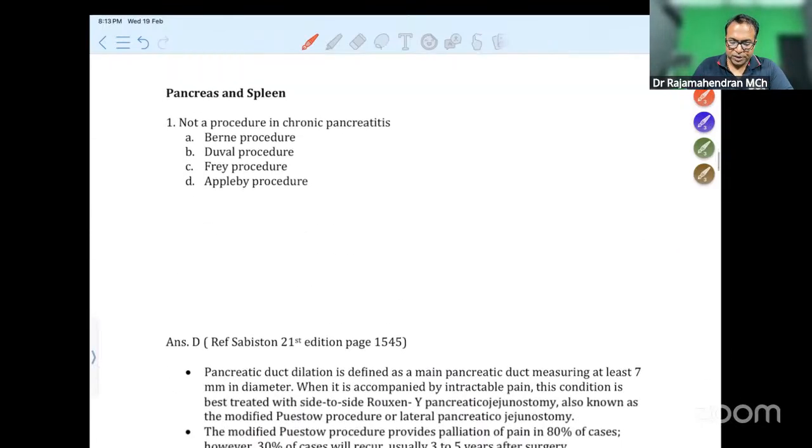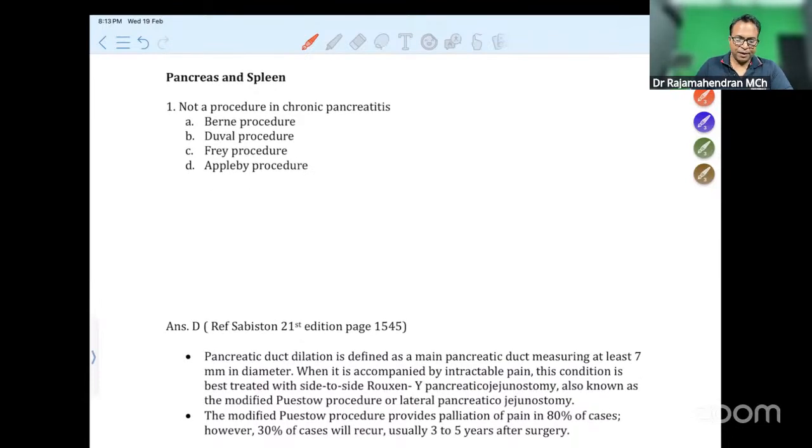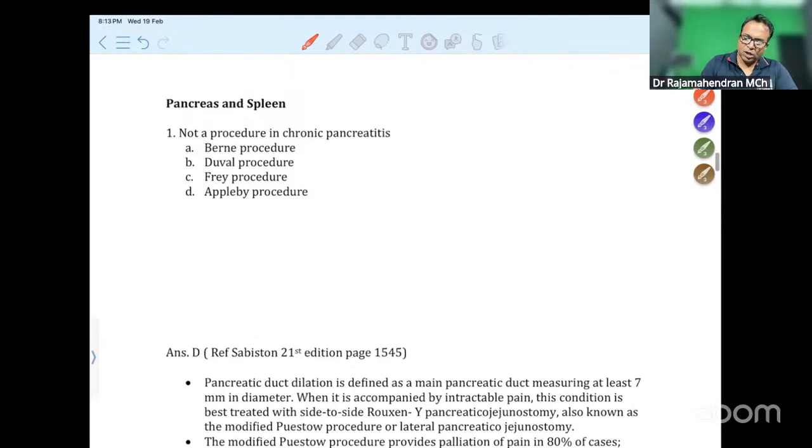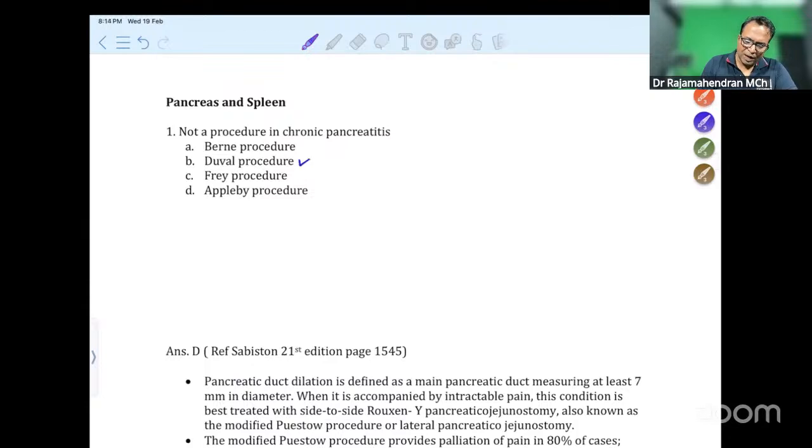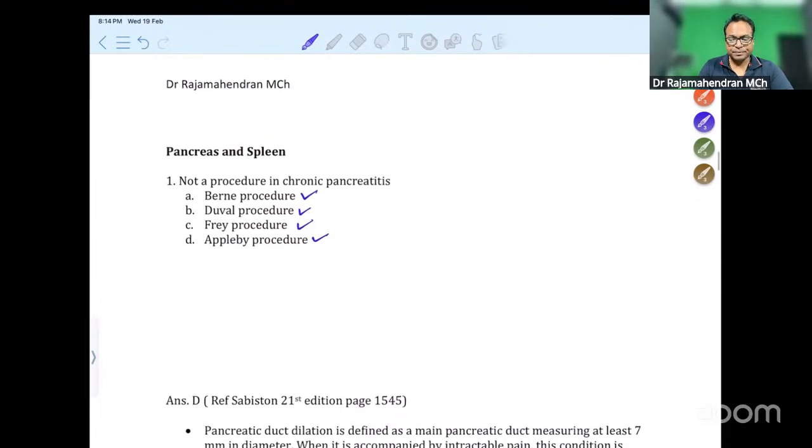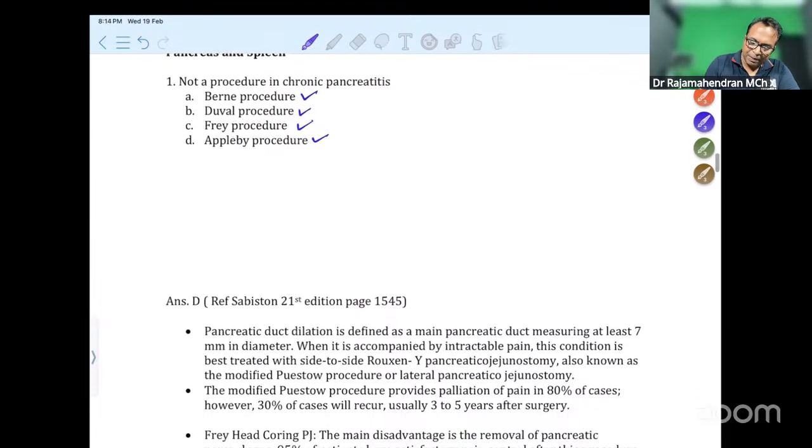Now let us discuss the questions from pancreas and spleen. Not a procedure for chronic pancreatitis. From these questions, you can understand there are no questions based on facts, one-liners or values. They ask only questions based on concepts, which you will be easily able to answer. Not a procedure in chronic pancreatitis: Duval procedure, Frey procedure, Puestow procedure, Appleby. Can you tell me? The answer is Appleby. Appleby is a different procedure.